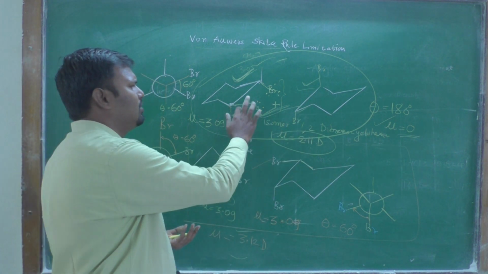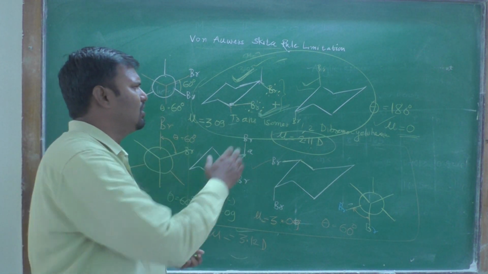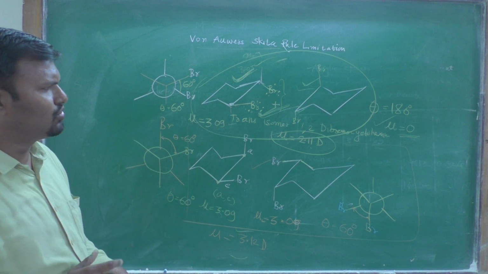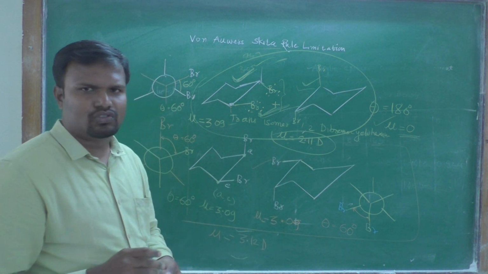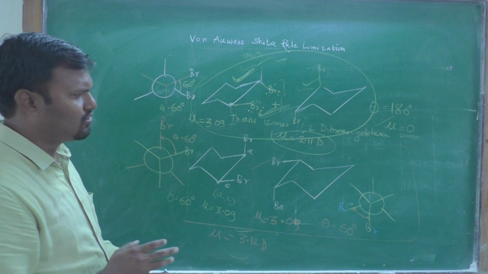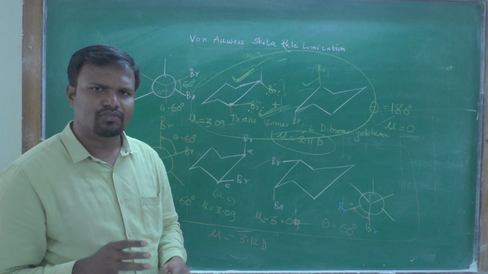Though it is unstable, due to electronic repulsion the bromines adjust and the structure is twisted, therefore its dipole moment also goes on decreasing. Okay, this is all about the study of dipole moments. Thank you very much.